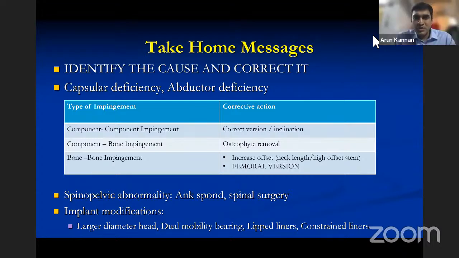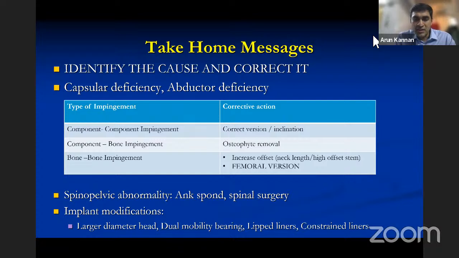So just to come to the conclusion slide, we can have some more discussion if there are questions. Identify the cause and correct. I think that will be the first thing to press upon. If it is a capsular deficiency or an abductor deficiency in the early postoperative period, correct that. But I think impingement has been the major cause of recurrent dislocations in studied series.